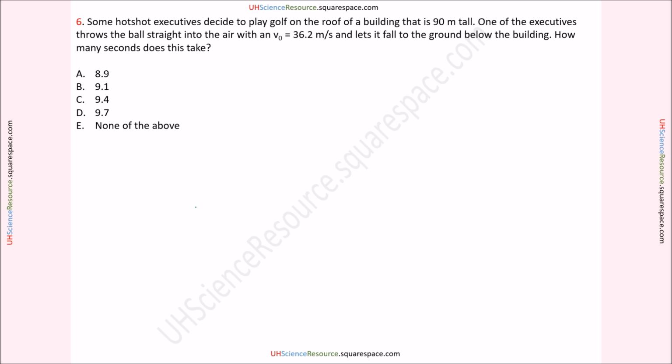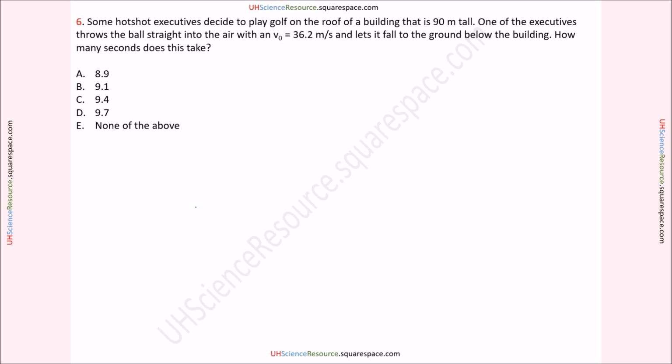This is question number 6. It says some hotshot executives decide to play golf on the roof of a building that is 90 meters tall. One of the executives throws the ball straight into the air with an initial velocity of 36.2 meters per second and lets it fall to the ground below the building. How many seconds does this take?